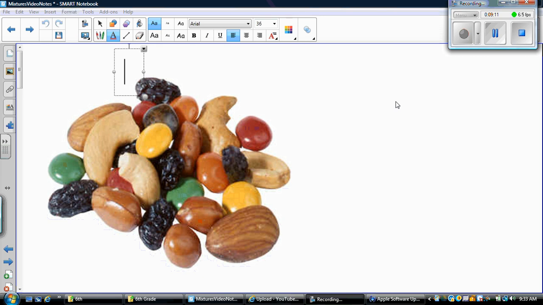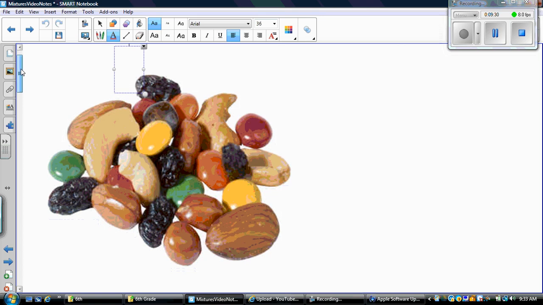Okay, let's do some more review. Okay, this picture, take a look at it. The first thing you should ask yourself is, can it be separated by physical means? And if you take a look, this trail mix, you can separate out the peanuts and the raisins and the M&Ms and the different types of nuts. So this is a mixture because it can be separated.